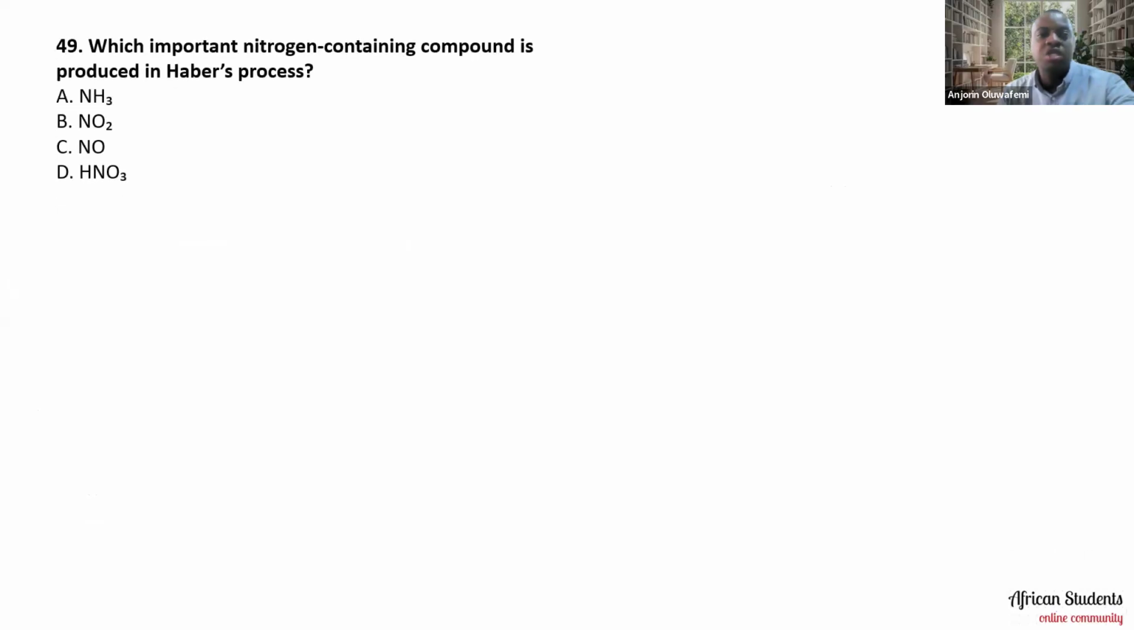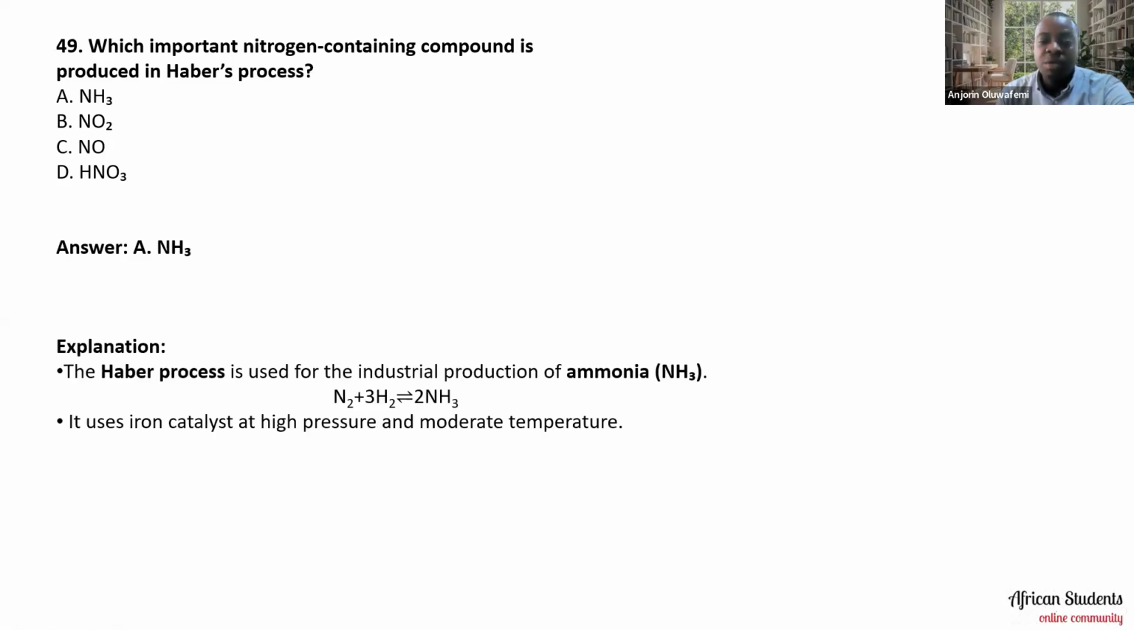Okay, just a minute, please. Okay. Which important nitrogen-containing compound is produced in the Haber process? Is it A, ammonia, B, nitrogen(IV) oxide, nitrogen(II) oxide, or HNO3 nitric acid? So the answer to this one is actually A, ammonia. And the Haber process is used for the industrial production of ammonia. It uses an iron catalyst at high pressure and moderate temperature.